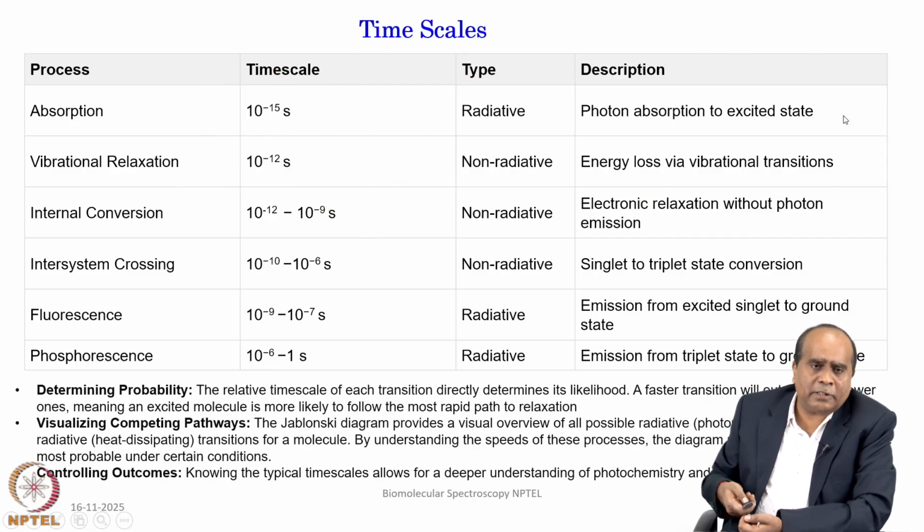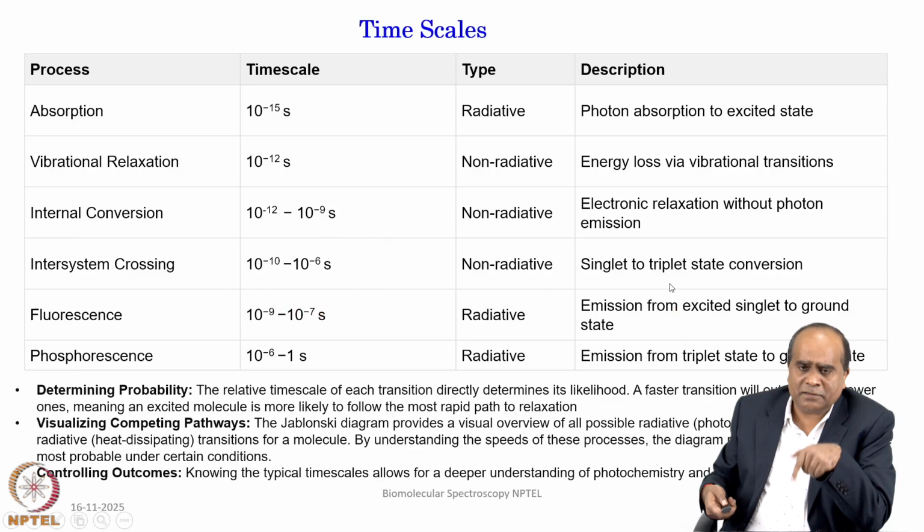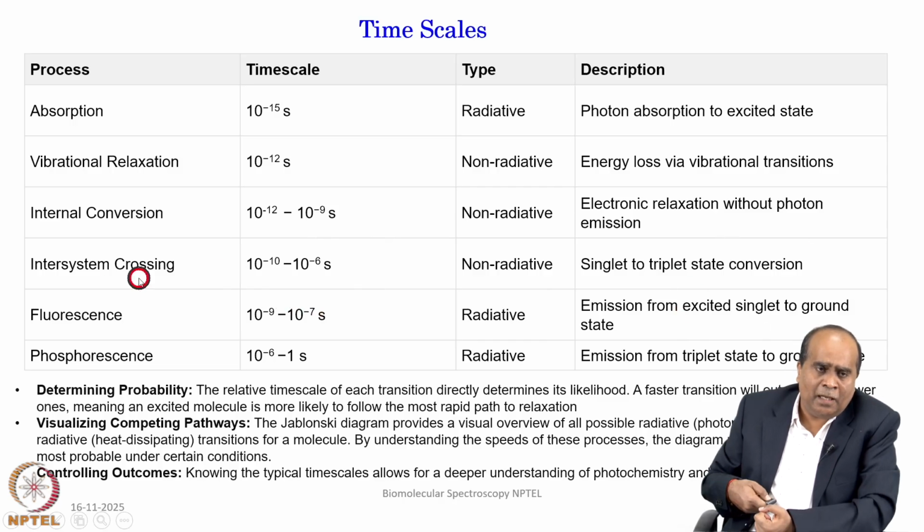Then internal conversion also happens as a non-radiative process, from the picosecond to nanosecond time scale. In this case, electronic relaxation happens without photon emission. Now, another competitive process is intersystem crossing, that is again a non-radiative process, happening on a nanosecond to microsecond time scale. Now, the singlet spin goes to the triplet state.